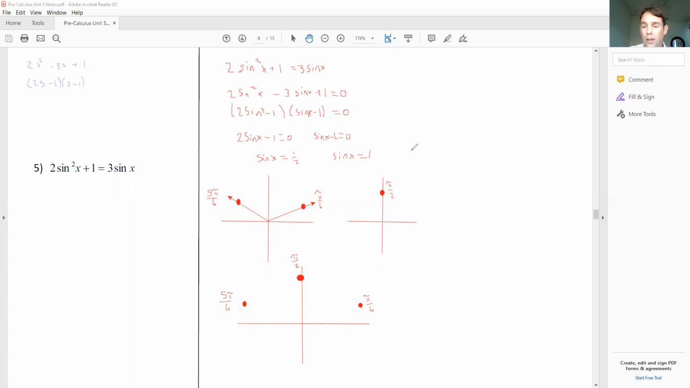All right, so we have x equals pi over 6 plus 2 pi n. X equals pi over 2 plus 2 pi n. And x equals 5 pi over 6 plus 2 pi n.